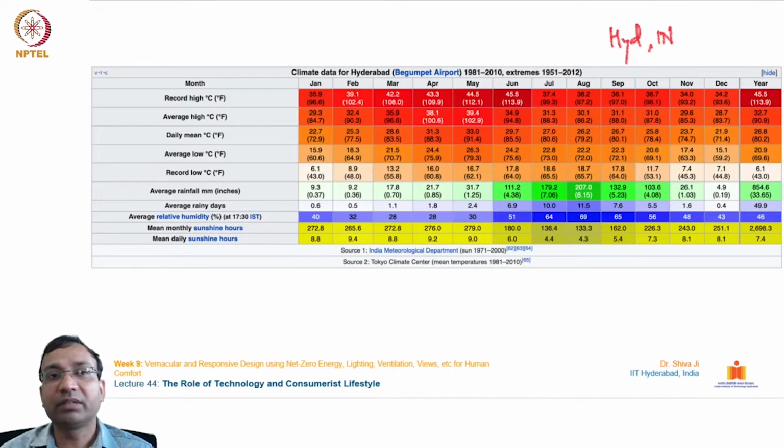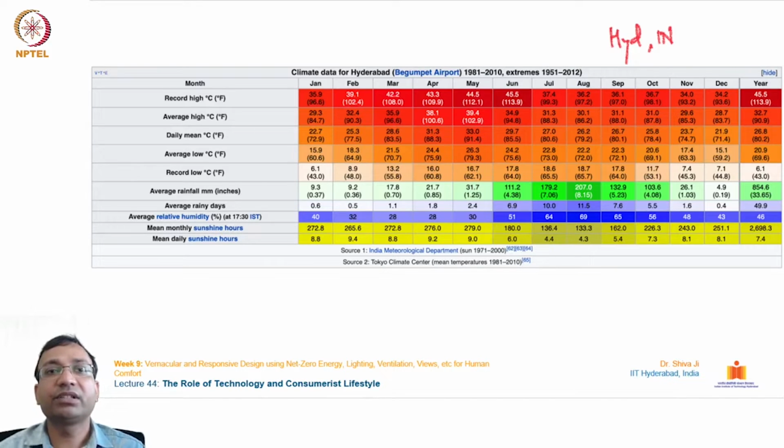This is about the temperature, and next the average rainfall in millimeters. How much rainfall this place has received in these many years, so there is an average given. And the number of rainy days per year, how many days are rainy. Then the average relative humidity, RH, taken over all of these 12 months. And then there are the mean monthly sunshine hours and mean daily sunshine hours.